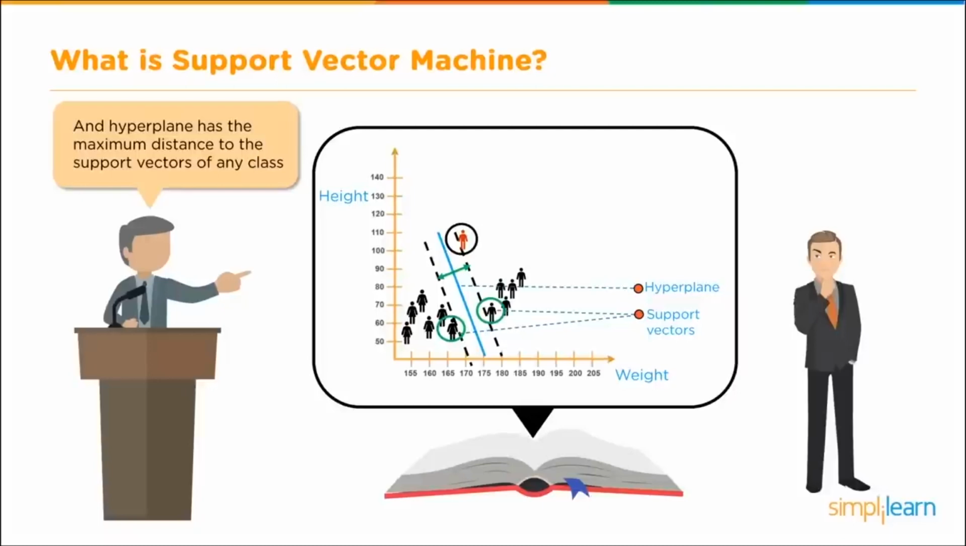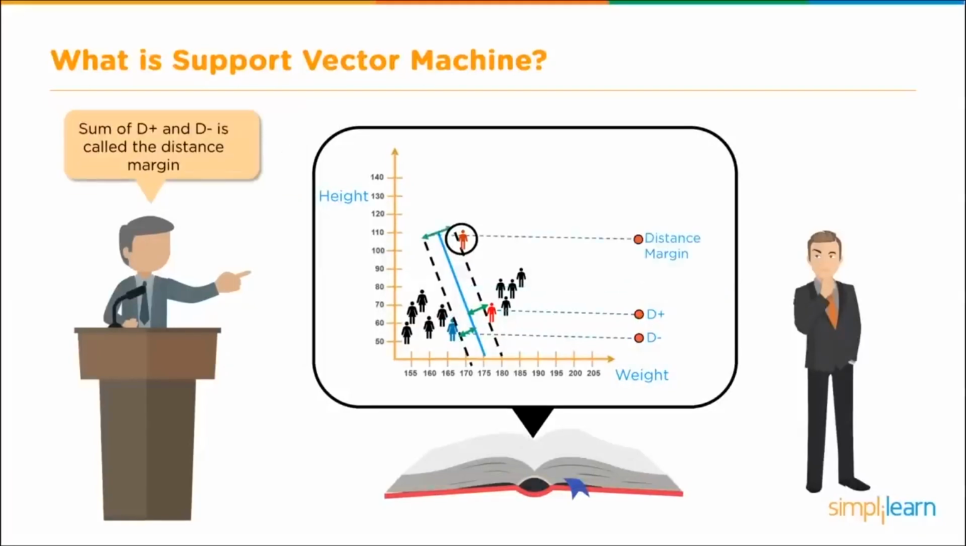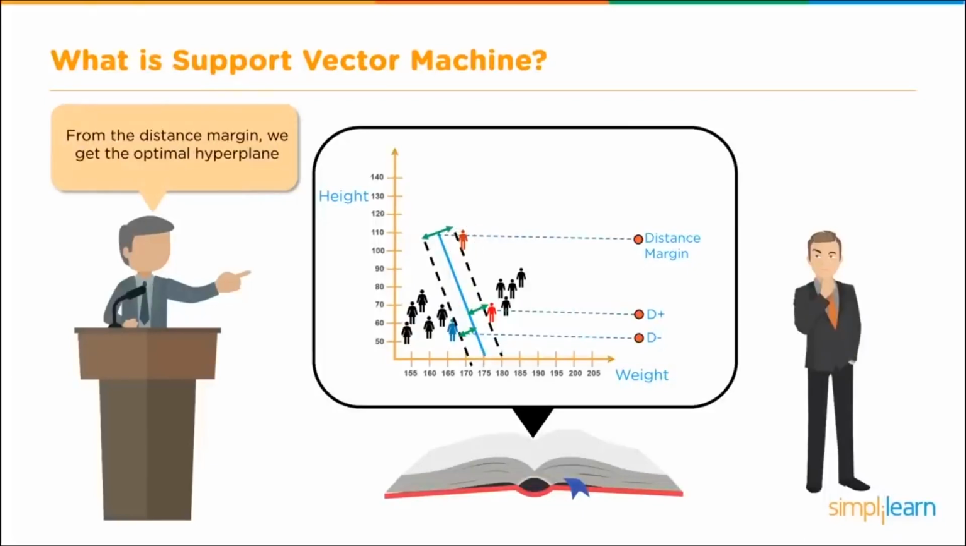The math behind this is very simple. We take d plus, the shortest distance to the closest positive point, which would be on the men's side, and d minus is the shortest distance to the closest negative point, which is on the women's side. The sum of d plus and d minus is called the distance margin, or the distance between the two support vectors that are shown in the dashed lines. And then, by finding the largest distance margin, we can get the optimal hyperplane.